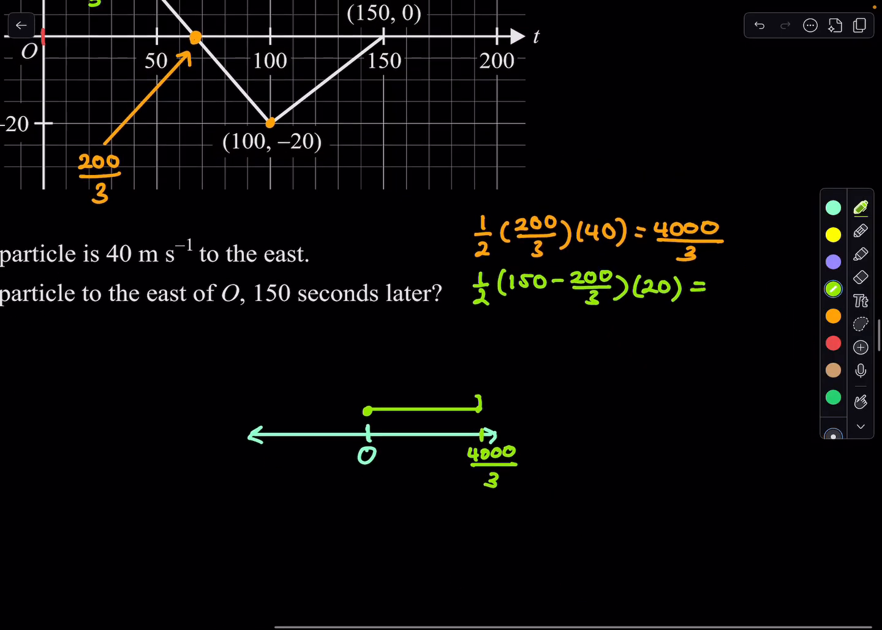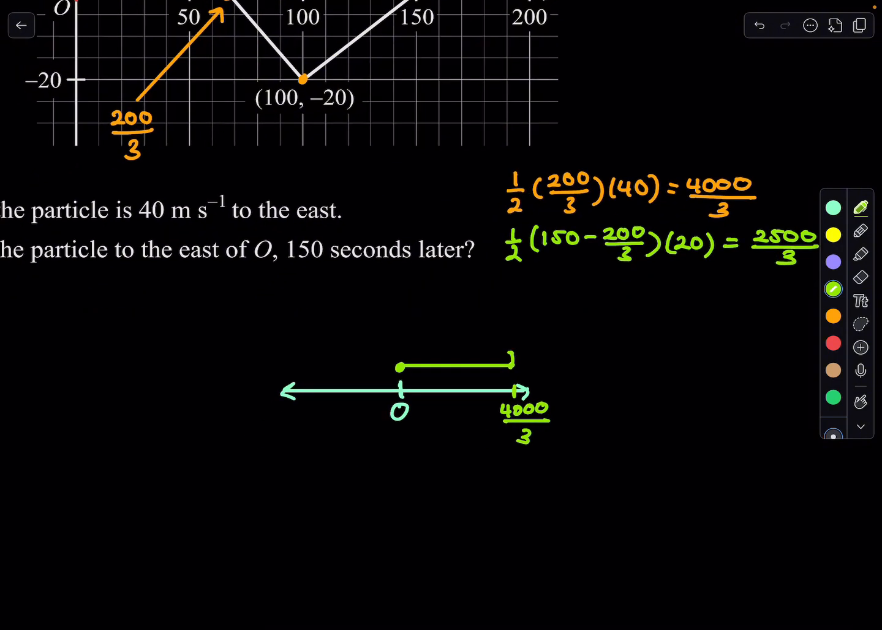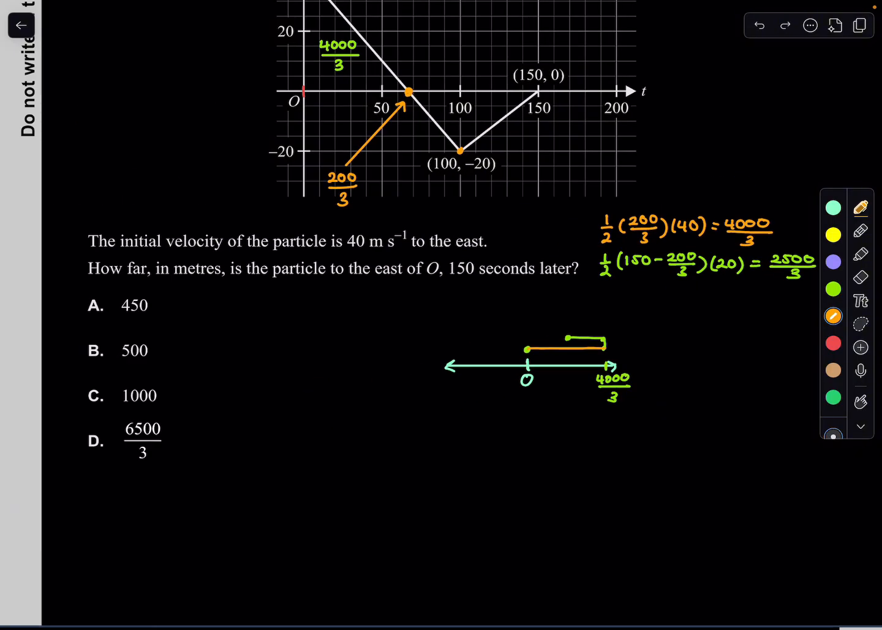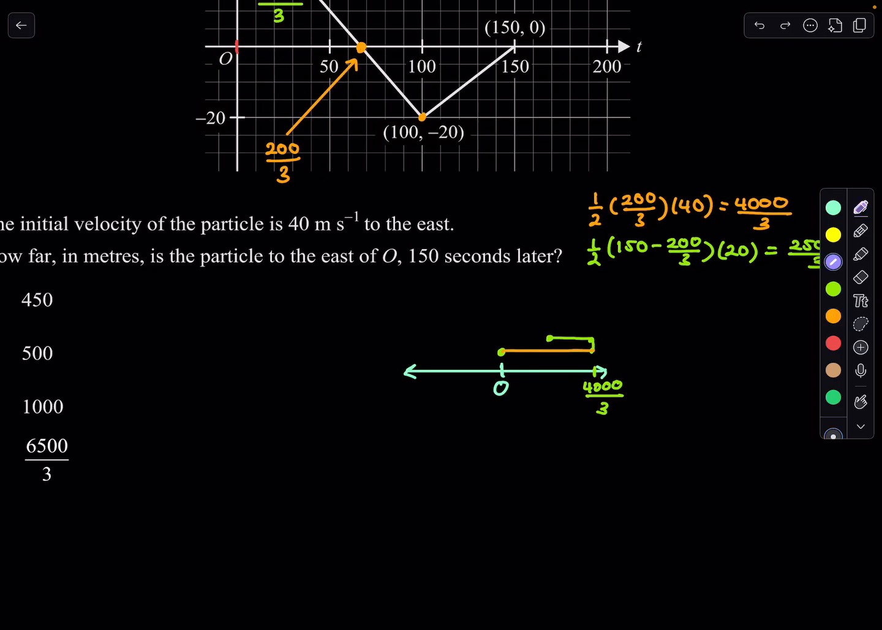2,500 over 3. So it's gone this much distance. The distance that it traveled from here to here is 4,000 over 3, and the distance that it traveled from here to here is 2,500 over 3. But our question is, how far is the particle to the east of O? So we're trying to find here. You know how this is O? How far is the particle? Well, the particle's over here, so we want to find this distance, which is really easy.